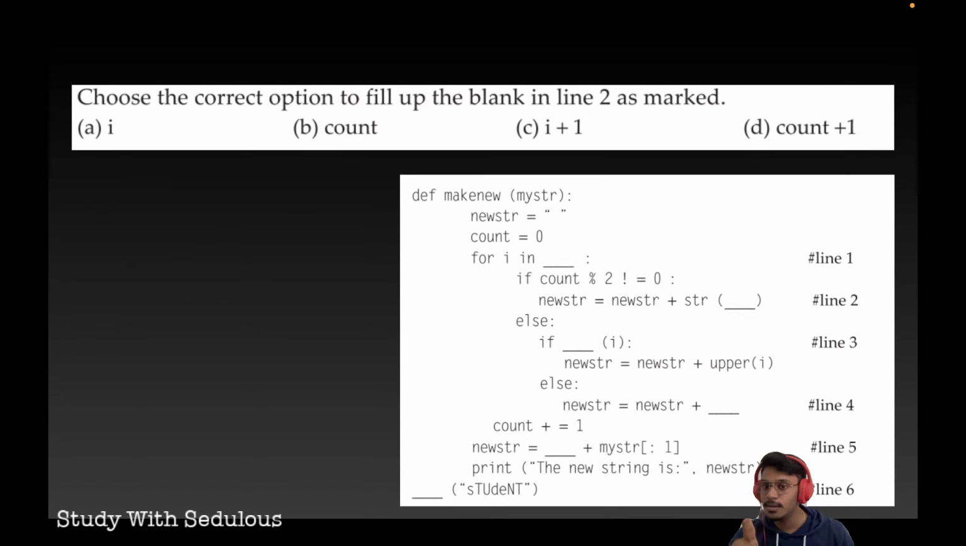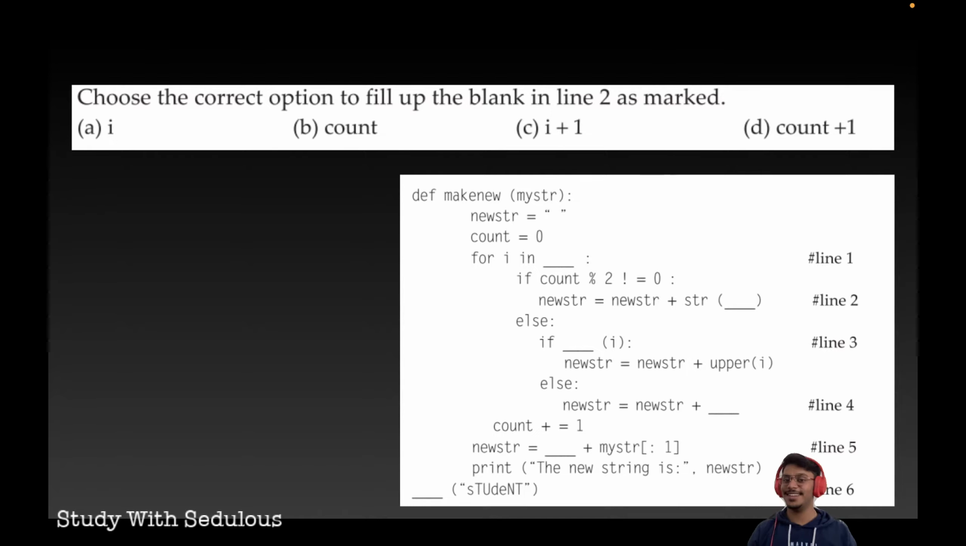Now, in the next question, choose the correct option to fill up the blank line 2 as marked. Blank 2. We have made for I in my string: if count modulus of 2, exclamation mark equal to, means not equal to 0. So when the count is even, it will not go. Count modulus 2, where do we get 0, in odd or even? We get 0 in even.